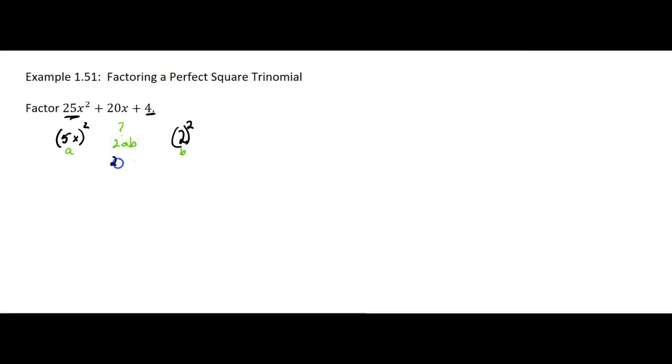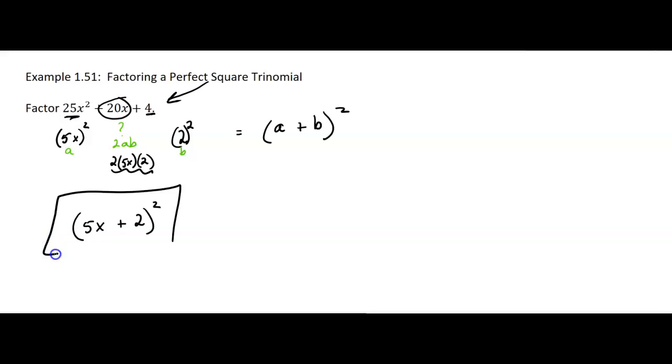So is that middle term, in our case, 2 times 5x, because that was my A, times 2, because that was my B. Does that equal the middle term? Well, 2 times 5 is 10, 10 times 2 is 20. Yes. So this is a perfect square trinomial. So how does it factor? Then it factors into (a + b) squared. So what's my a and what's my b? My a was 5x and my b was 2. So that's how it factors.